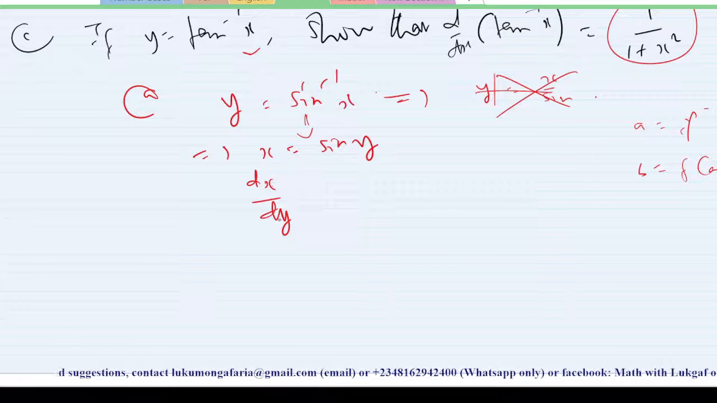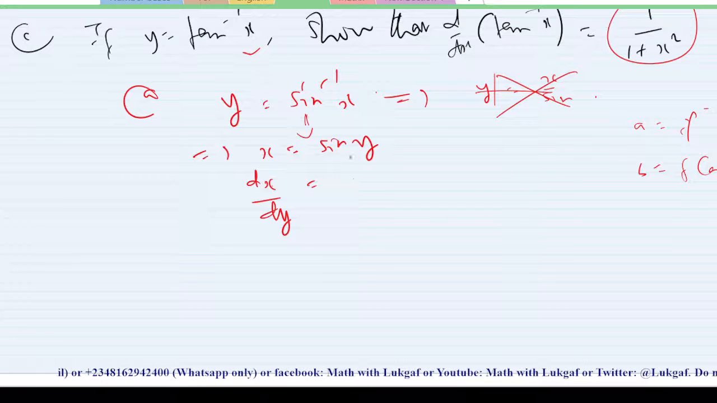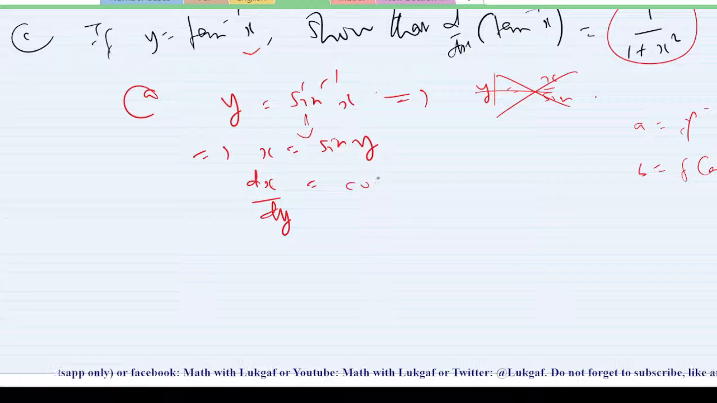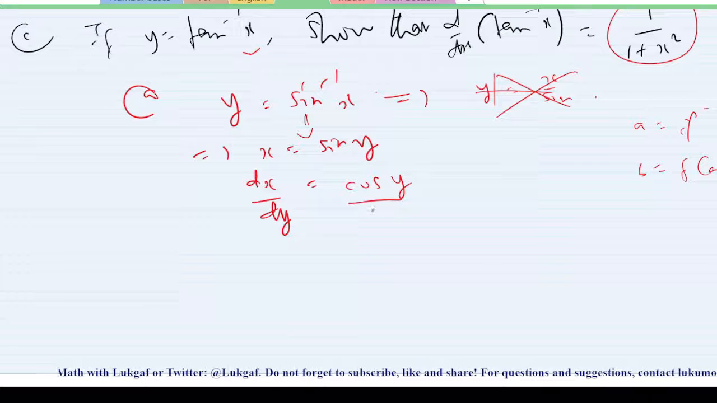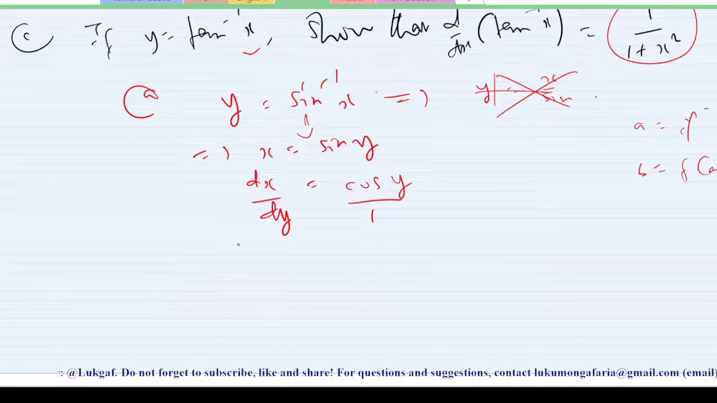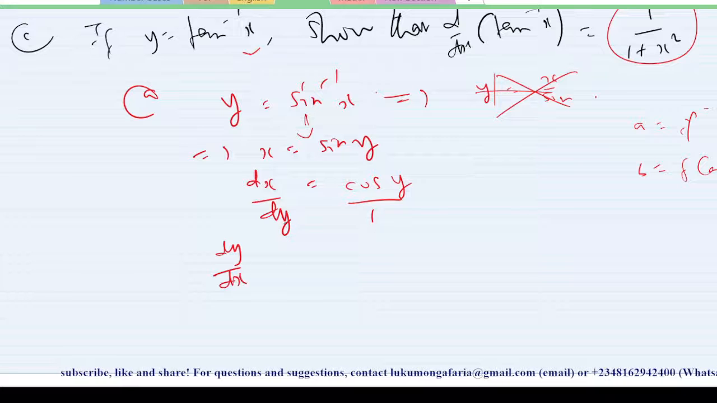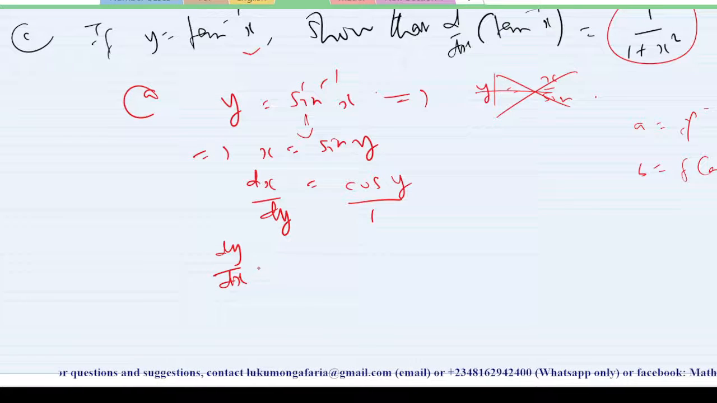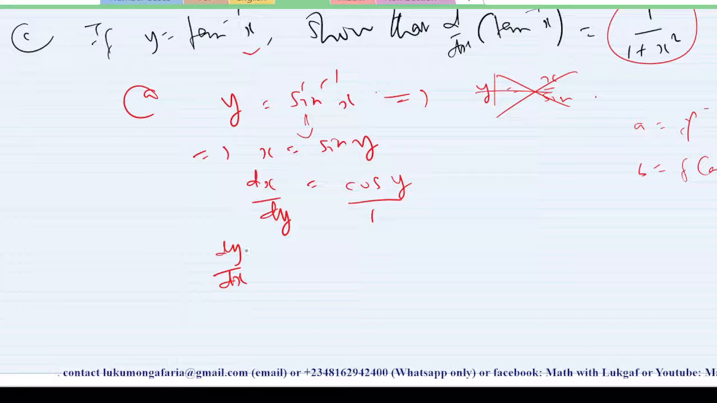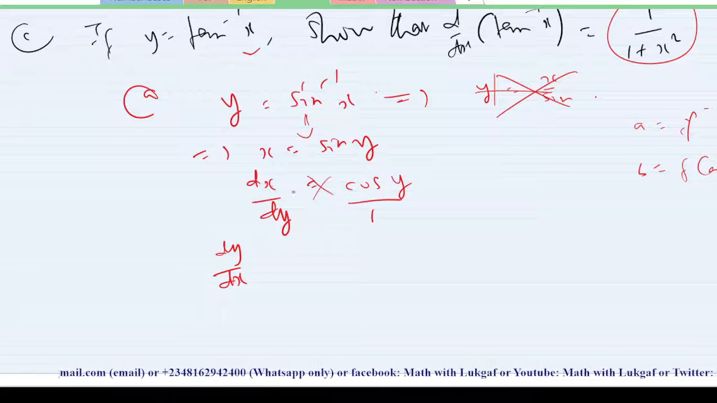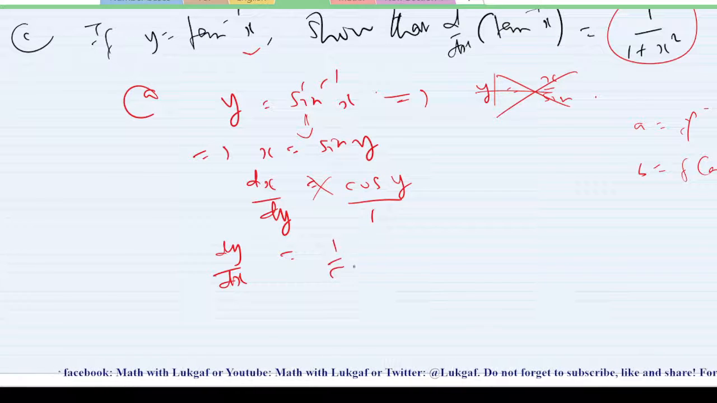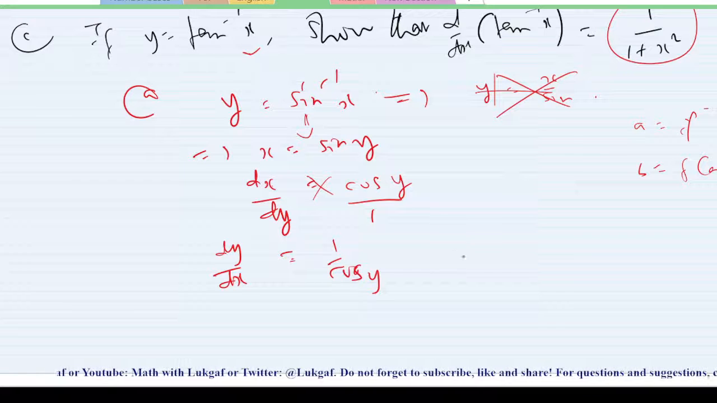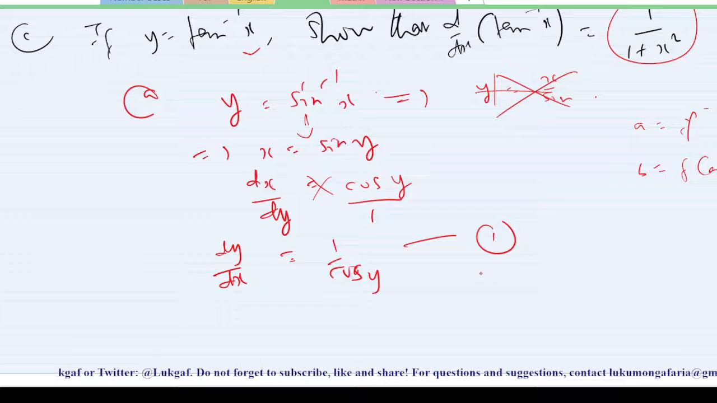So if you now find dx dy, that is, you differentiate x with respect to y, then I'm going to have cos y. Do you understand now? So cos y, which is the same thing as cos y over 1. So if I want to find dy dx, then if you cross multiply, you multiply through by dy and divide by dx, you are going to have 1 over cos y. Is that correct? Yes. You can call this equation 1.